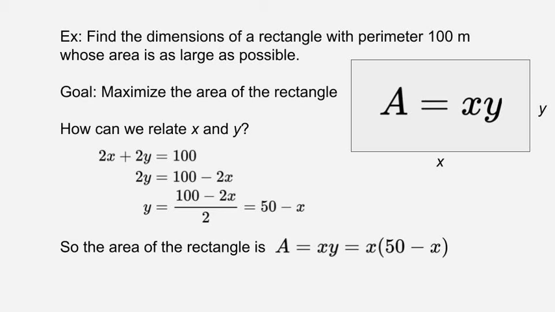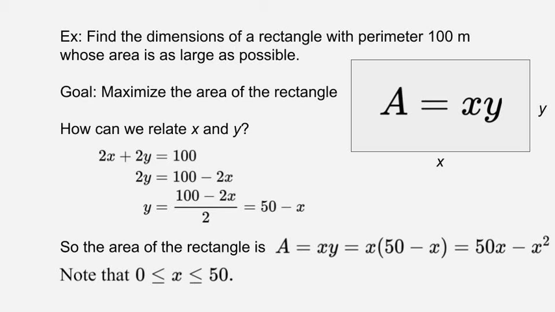Since y is 50 minus x, the area of this rectangle is really x times 50 minus x, which I can simplify into 50x minus x squared. And so I now have the area of this rectangle in terms of one variable, that being x.